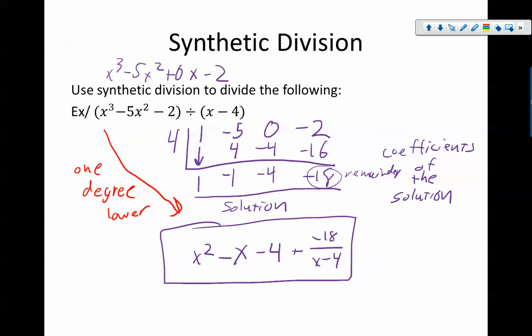So synthetically, you do the same synthetic process that we did with substitution, but instead of looking at this last one over here, that is just my remainder. The rest of these is where my solution is, right? It tells us the coefficients of the solution.